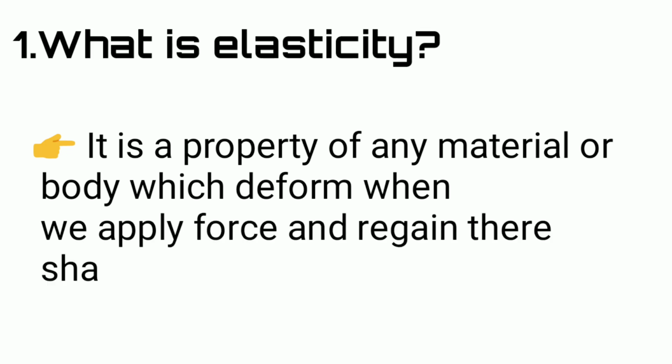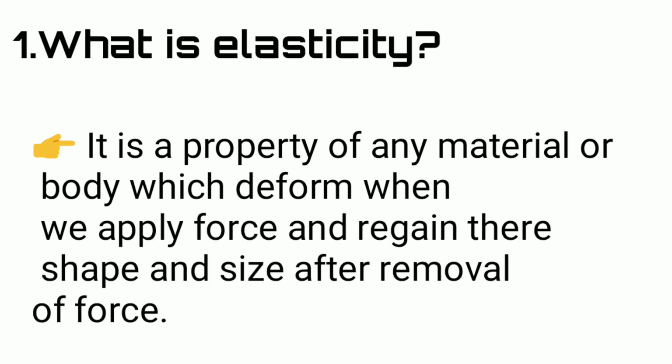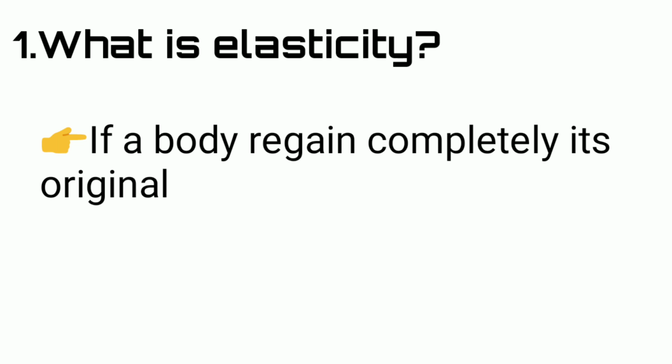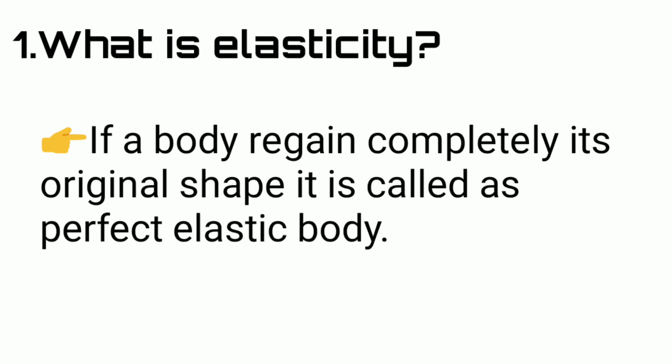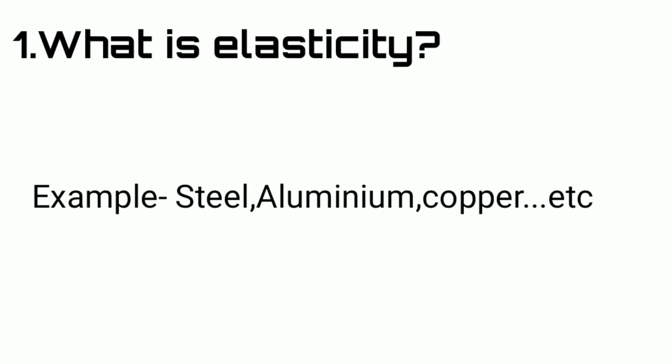Now, firstly, what is elasticity? Elasticity is the property of any material or body which deforms when we apply force and regains its shape and size after removal of that force. And if a body regains completely, then the body is called a perfect elastic body. Some examples like steel, aluminium, and copper are called elastic bodies.